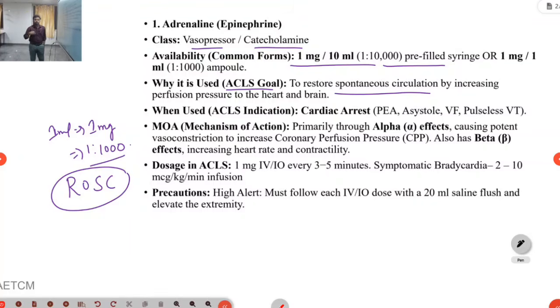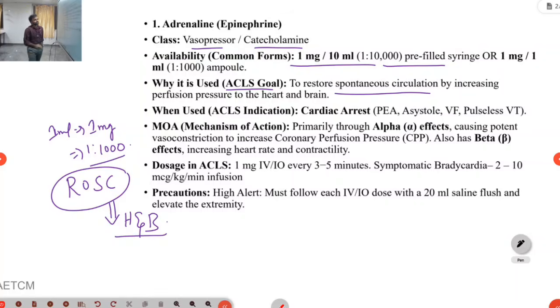To attain the return of spontaneous circulation, especially in the case of cardiac arrest, we will be using adrenaline. Why? After giving adrenaline, the chances of return of spontaneous circulation will be high, and it will improve the blood circulation. It will improve the circulation to the heart and brain. That's why we are using adrenaline especially in the case of cardiac arrest.